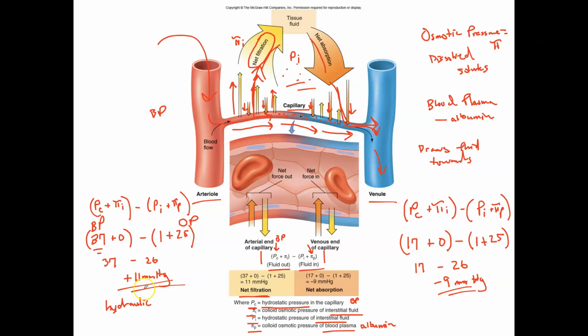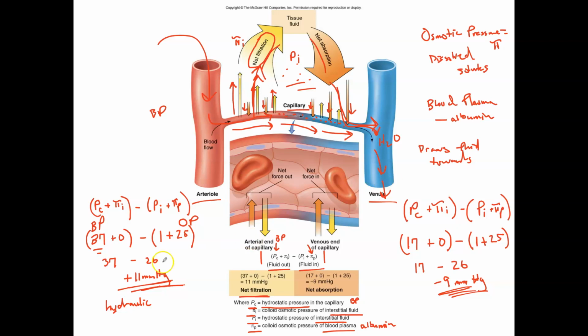So on the arterial side, we got plus 11 using our formula. So that gave us net filtration. But on the venule side, we're getting minus 9. So that gives us net absorption. We're drawing fluids back in so that there's still water in the cardiovascular system, so we don't have too much of a viscosity on the venule side and blood can still flow back to the heart. So net filtration on the arterial side, net absorption on the venule side.